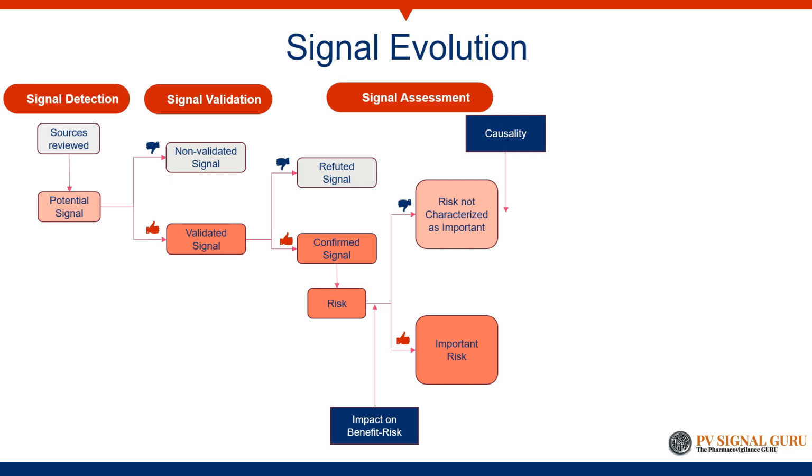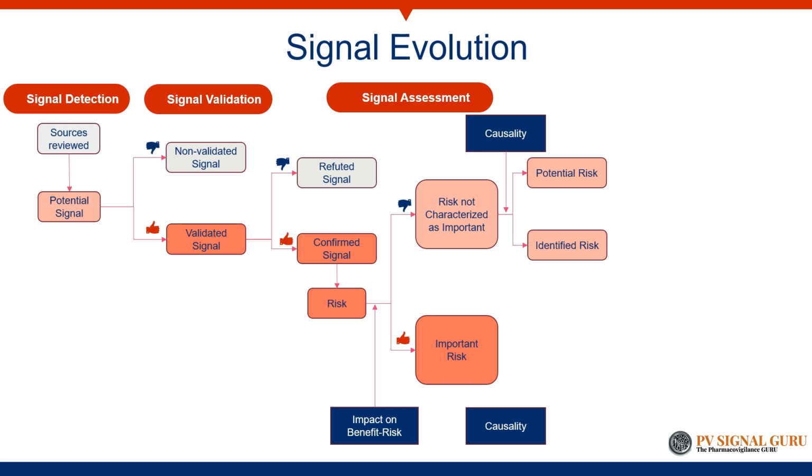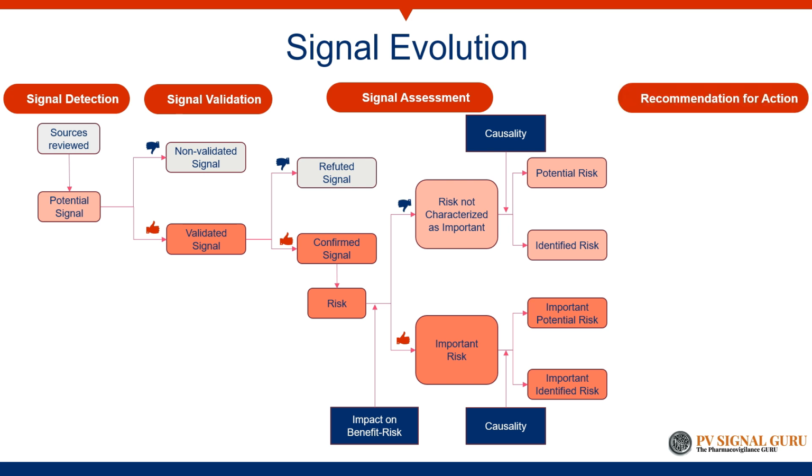Based on the strength and evidence of the causality, a confirmed risk is further classified as either identified risk or a potential risk. For any confirmed signal, the minimum risk minimization activity that is involved is updating the reference safety information and the associated labels such as USPI or SmPC or any country specific labels.